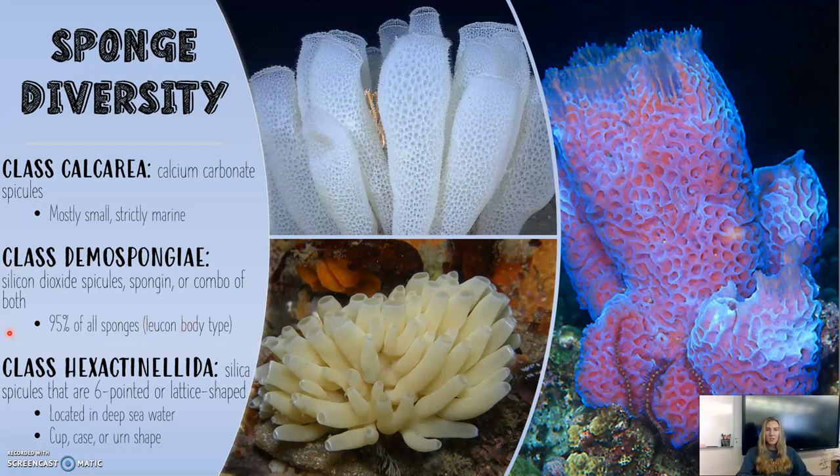We're going to break down our sponge classes a little bit more. When you look at class Calcarea, these are very small marine sponges, so you are not going to find any Calcarea sponges in freshwater. Then class Demospongiae, like we said on the last slide, is what most sponges are, and they have the most complex body type, which if you remember is leucon. And then the last class that we'll talk about is the Hexactinellida. These are your glass sponges. They're really pretty. They're made out of spicules, and they come in a cup, case, or urn shape.